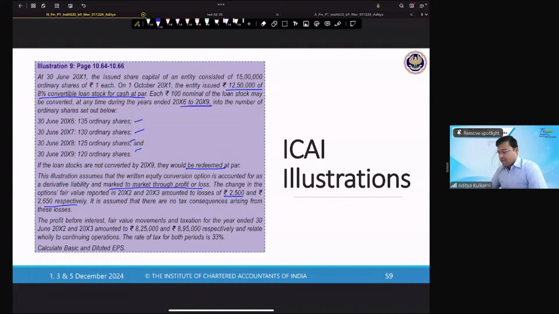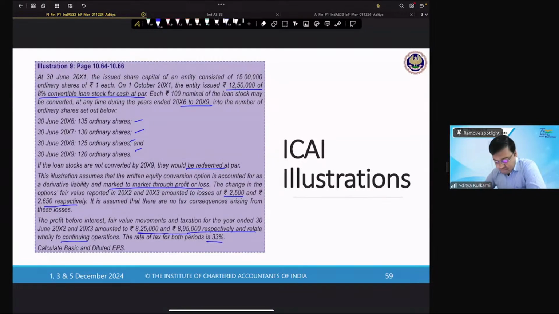It is assumed that there are no tax consequences arising from these losses. The profit before interest, fair value movements, and taxation for the year ended 30th June 20x2 and 20x3 amounted to rupees 8,25,000 and 8,95,000 respectively and relate wholly to continuing operations. The rate of tax for both the periods is 33%. Calculate basic and diluted EPS.